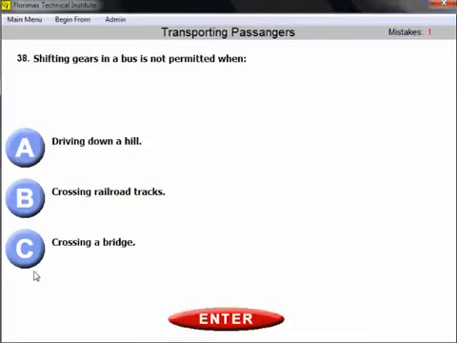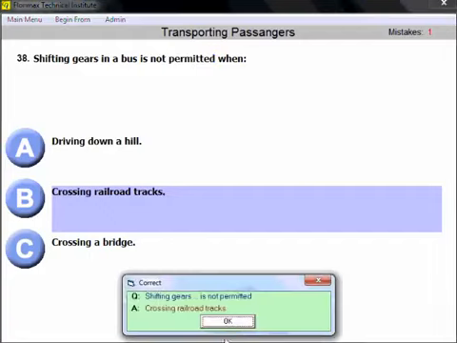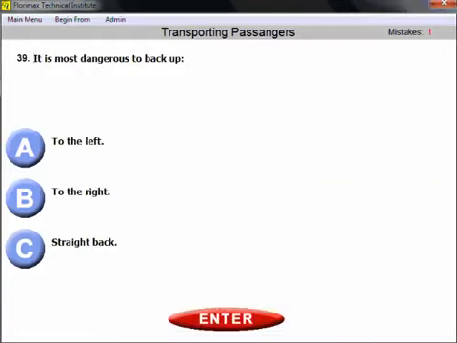Question 38. Shifting gears in a bus is not permitted when? Well, this question also should be easy for you: when crossing railroad tracks. You've been asked the same type of question a little bit differently, and you remember shifting gears is not allowed when you cross railroad tracks.